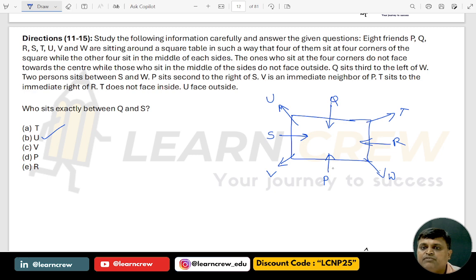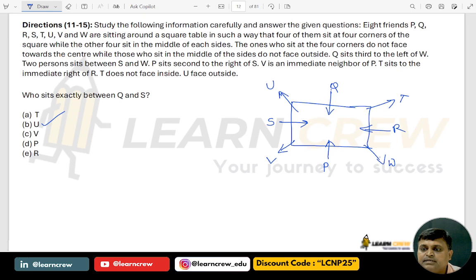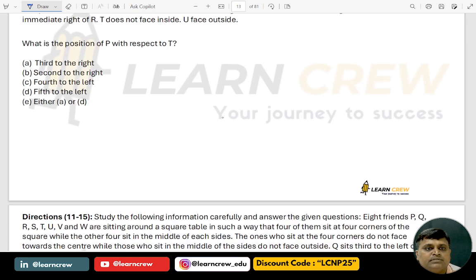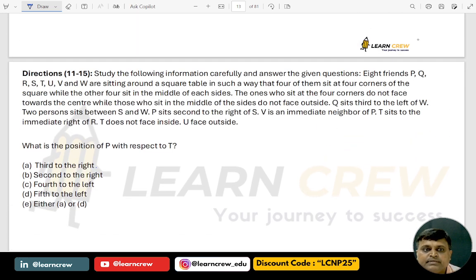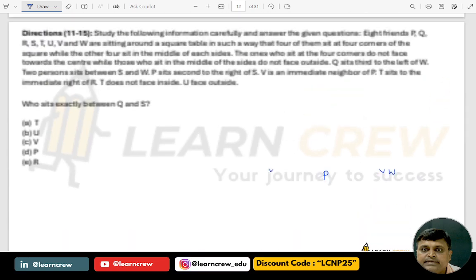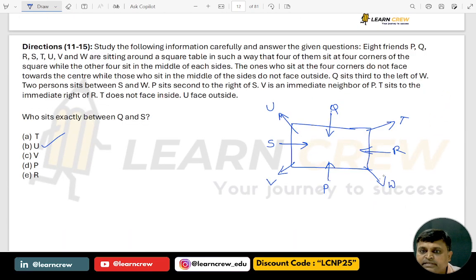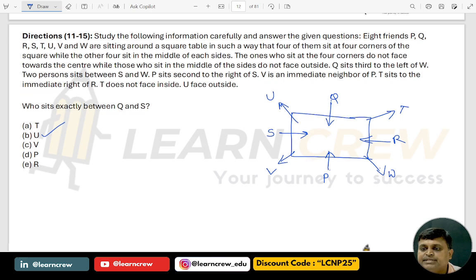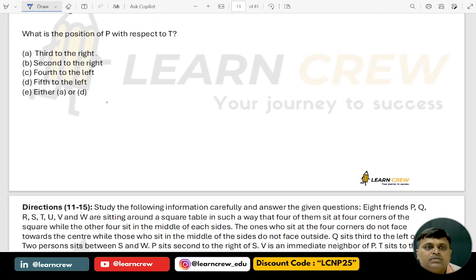What is the position of P with respect to T? Is it third right or fourth left? What is there in the option? Third right, fourth left or fifth left? I think fifth left. P is the third right of T, and first, second, third, fourth, fifth. Fifth right. So the answer is either A or D.